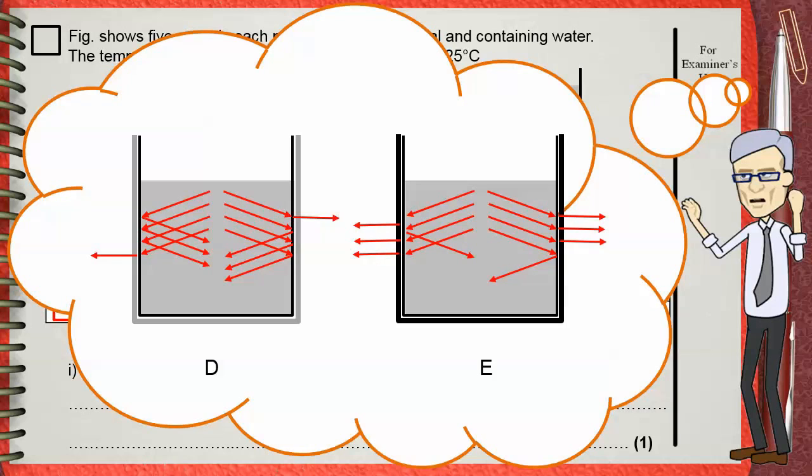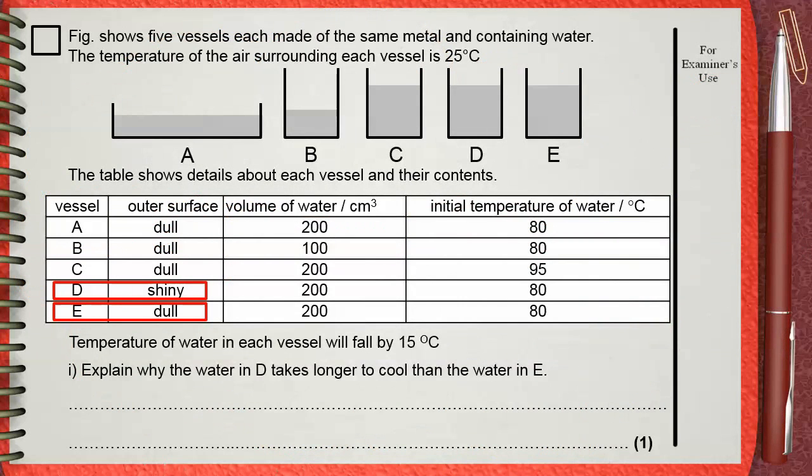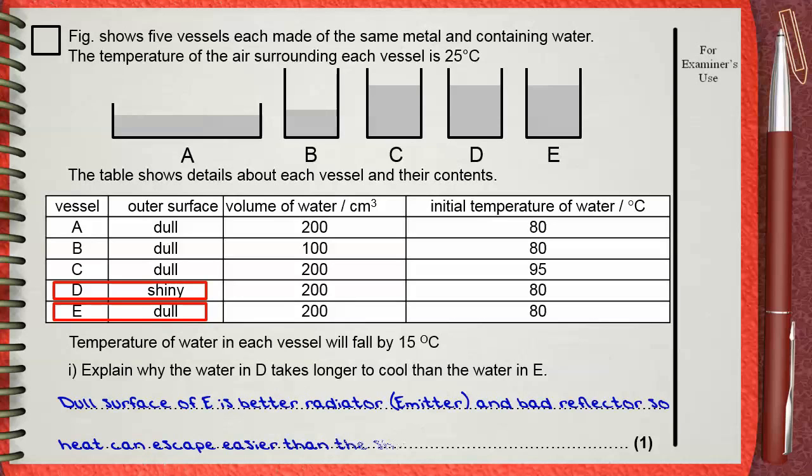Because a black surface is a good radiator and good emitter of heat radiation, it's clear that E will cool faster. The answer: the dull surface of E is a better radiator, or you can say emitter, and a bad reflector, so heat can escape more easily than from the shiny surface of D.